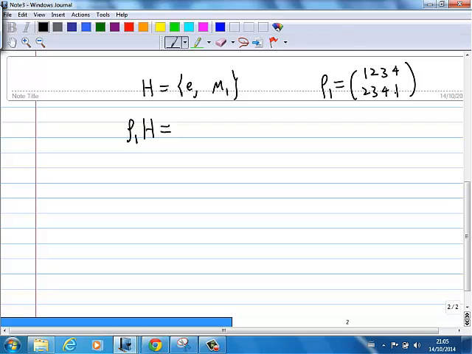In terms of cycle notation, if you still don't know how to write a cycle notation, you just say 1 go to 2, then followed by 2 go to 3, 3 go to 4, then 4 go back to 1. Right? So in cycle notation, rho 1 is 1 go to 2, 2 go to 3, 3 go to 4, 4 go back to 1. This is rho 1. Rho 1 times E.